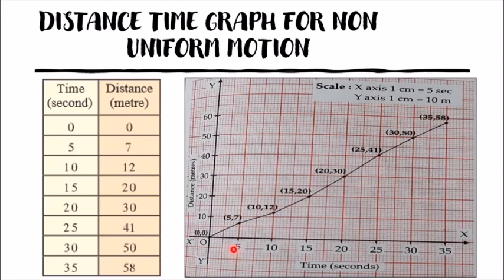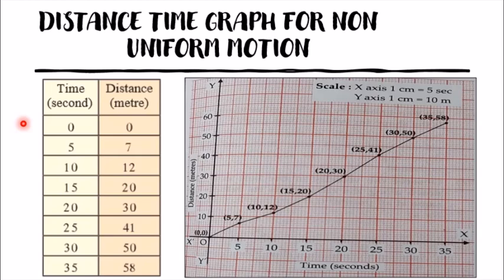So, on the x-axis we will take 5 and on the y-axis we will take 7. Next is 10, 12. So, on the x-axis we will take 10 and on the y-axis we will take 12. Next is 15 and 20. On the x-axis we will take 15, 20 on the y-axis. And so on, we will plot all the other points. When we join these points, we will see that the graph is not a straight line. So, for non-uniform motion, the graph is not a straight line.